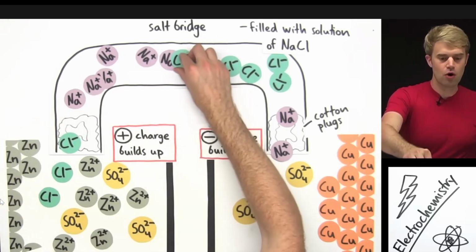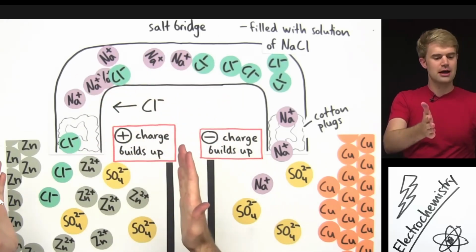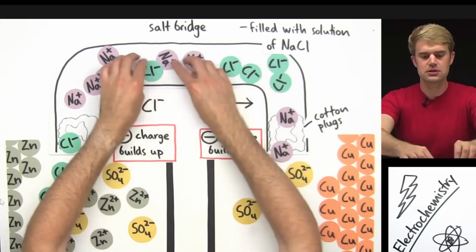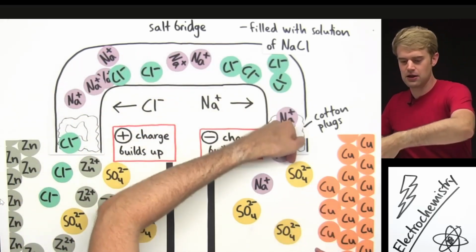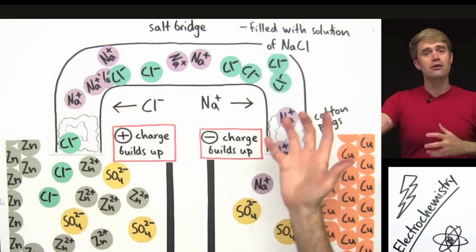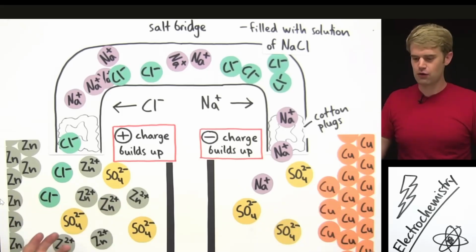So over time, we're going to see that the Cl minuses move in this direction to balance out the positive charge that builds up here. And then we'll see that the Na pluses begin to move to this side to balance out the negative charge that builds up here. A salt bridge helps to balance these charges to make sure that they don't build up too much, and that would prevent the voltaic cell from being able to work.